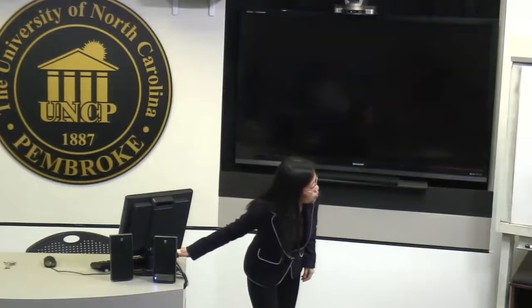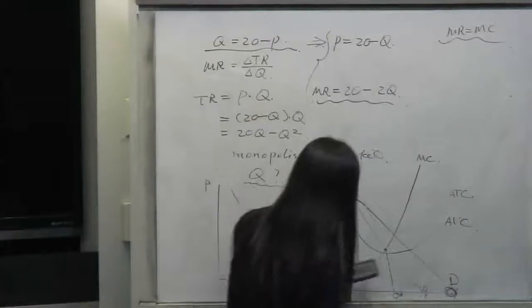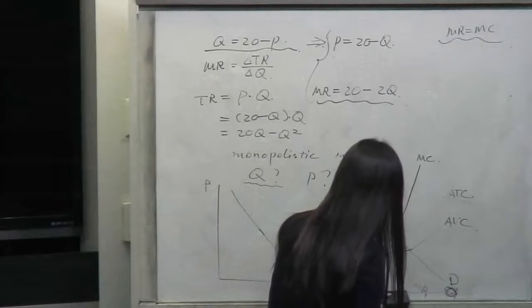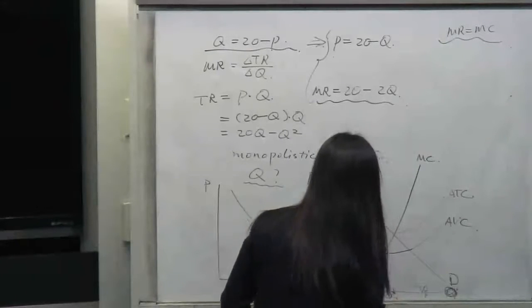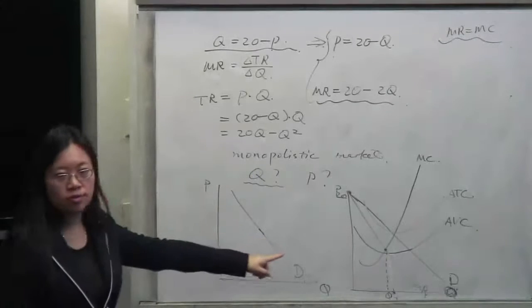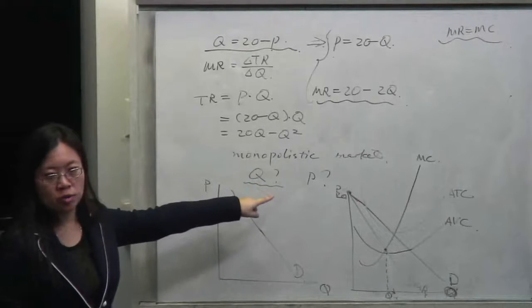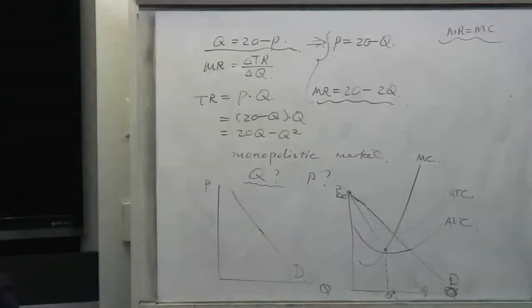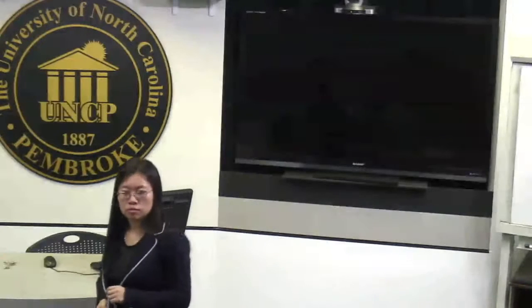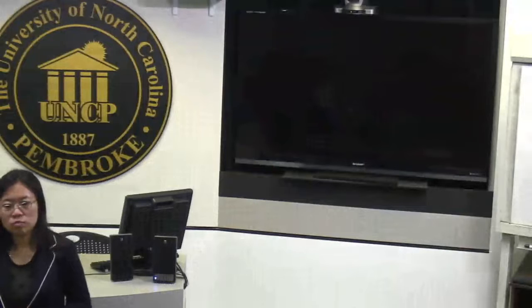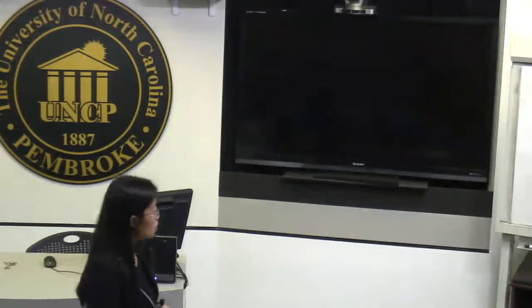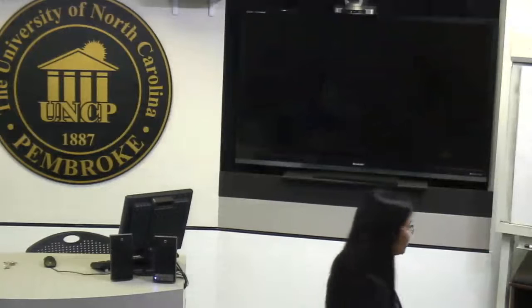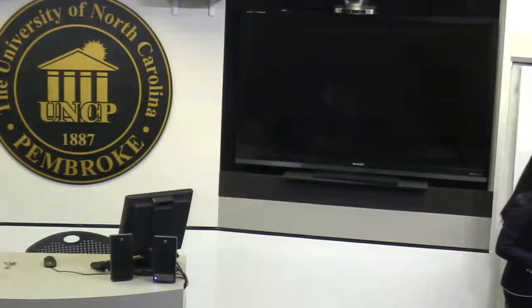So we determine Q. There's now a straight line here. Okay, so Q is determined. What else do we need to determine? The price, right? The optimum price. How does a monopoly set the price? You just plug into a formula, right?